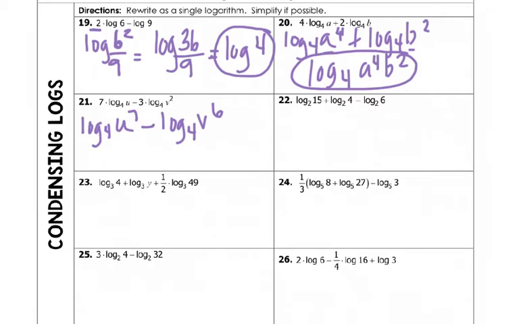So then from there, we are going to divide because it's subtraction. See, subtraction, so we divide. So we're going to do the log base 4, u to the 7th, over v to the 6th. And that is your answer, because obviously we cannot simplify your variables anymore. Okay, so I'm going to let you do 22 on your own.